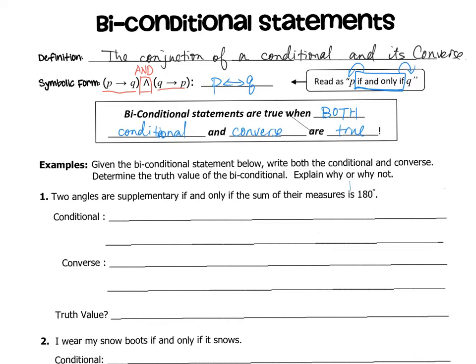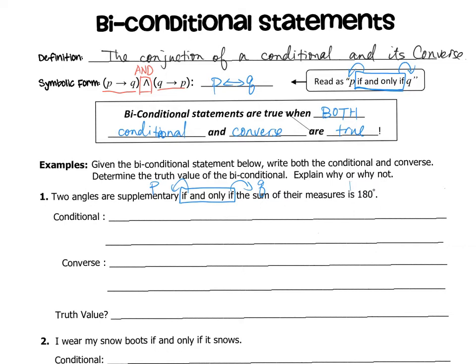So here are some examples. What's given below is a biconditional statement, and you're asked to write out the conditional and the converse statements as well as make a conclusion of its truth value. First example: two angles are supplementary if and only if, here is my Q, the sum of their measures is 180 degrees. So the statement before the "if and only if" is P. The statement after that is Q.